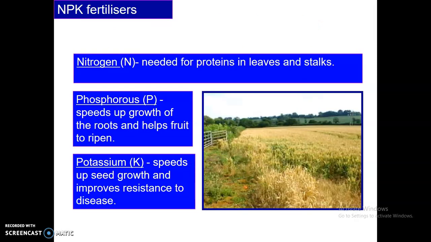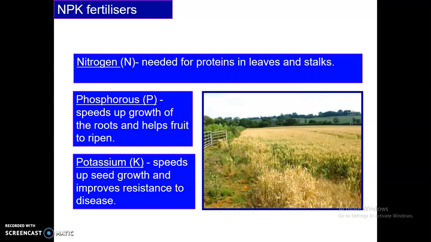So these are the three elements needed. Actually, there's four. There's magnesium as well, but that's not on the spec, so we're going to ignore it. So nitrogen is used to make protein. Nitrogen is one of the main constituents of protein, and much like we need protein for growth and repair, that's what plants need it for growth and repair. So it gives them good healthy leaves, good healthy stalks.